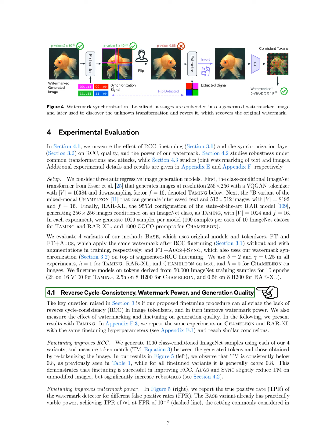We generate class-conditioned ImageNet samples and measure token match between generated tokens and those from re-tokenized images. Our results indicate that fine-tuned variants consistently achieve better token match scores, demonstrating the effectiveness of fine-tuning in enhancing RCC. While augmentations and synchronization slightly reduce token match on unmodified images, they significantly boost robustness.